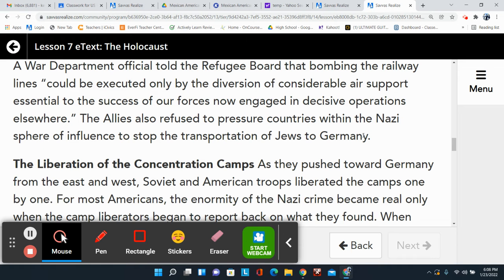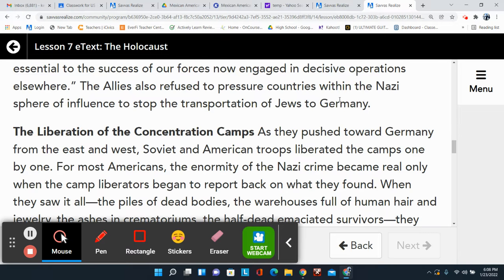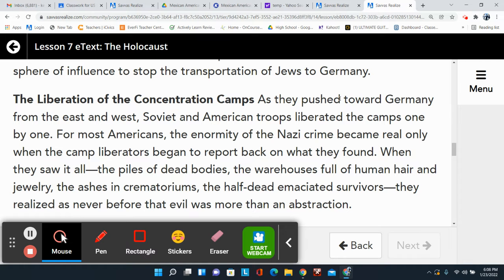A War Department official told the Refugee Board that bombing the railway lines could be executed only by the diversion of considerable air support essential to the success of our forces now engaged in decisive operations elsewhere. The Allies also refused to pressure countries within the Nazi sphere of influence to stop transportation of Jews to Germany. Well, there was a war going on, so there wasn't too much diplomacy during the middle of a world war, but okay, that's up to you to decide.